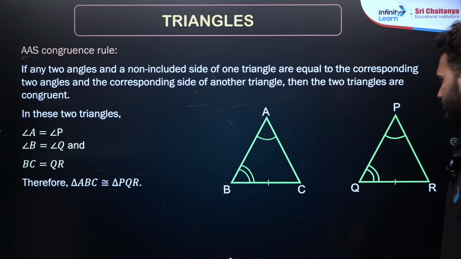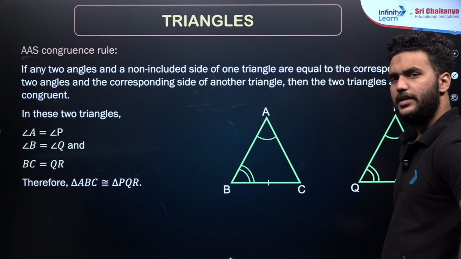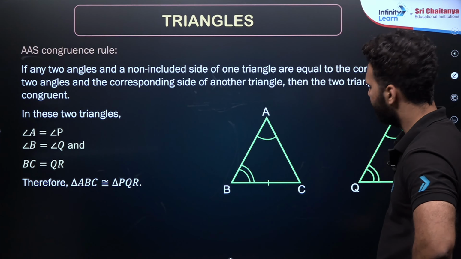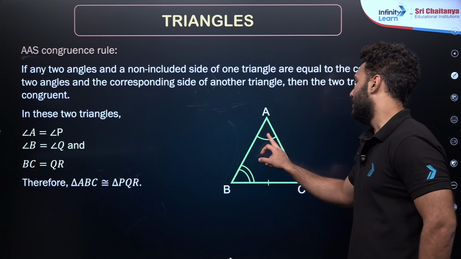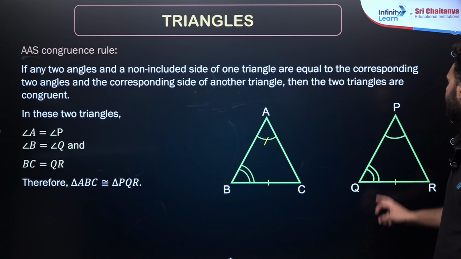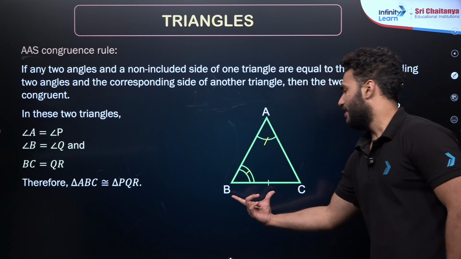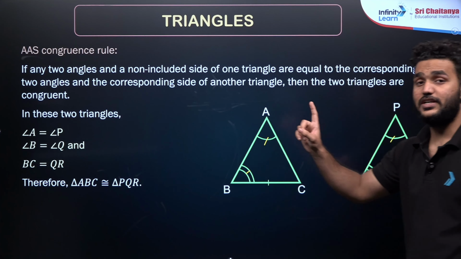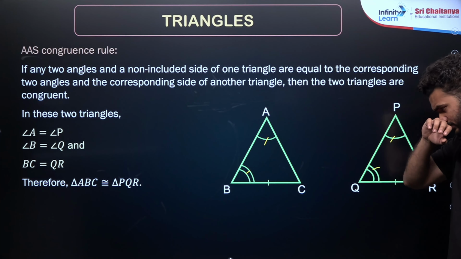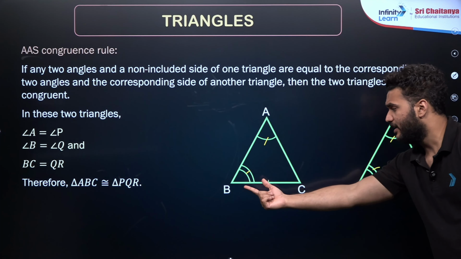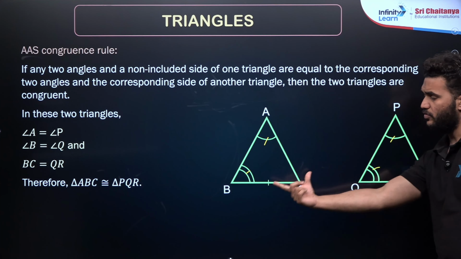Now double AS. You can choose any two angles and a side which is connected to one of these angles. Now let's say angle A is equal to angle P, angle B is equal to angle Q, and let's say I have proved that this line BC, which is connected to angle B, then, sorry sir, angle B is equivalent to angle Q. Then you have to prove this BC equal to QR.